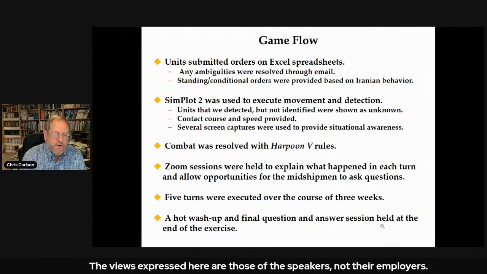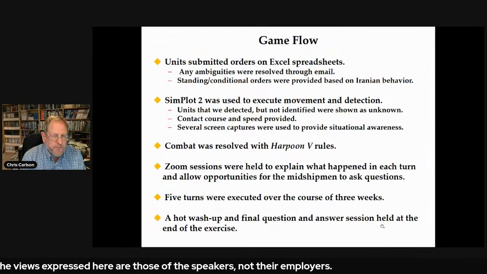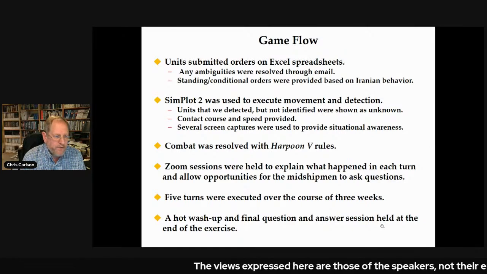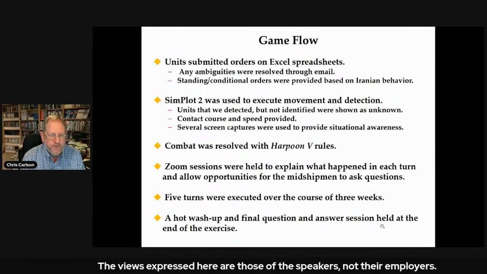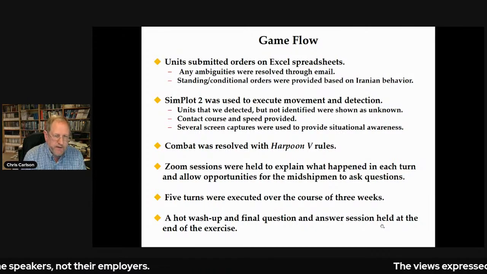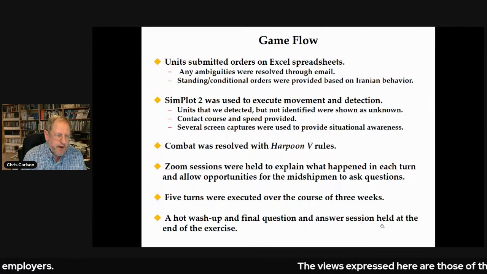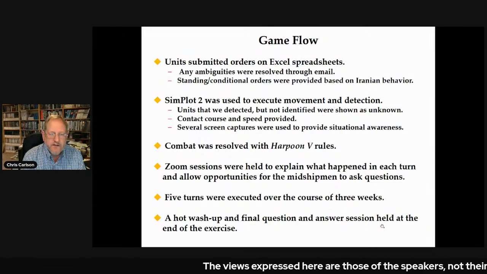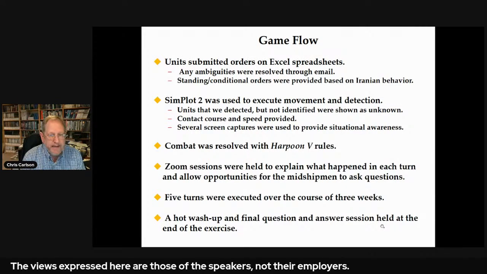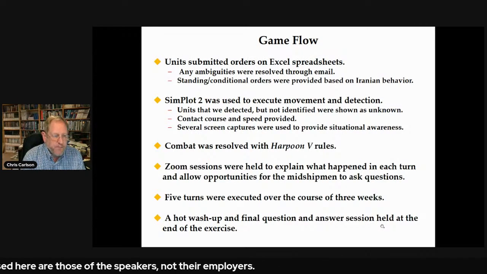For game flow, the units submitted orders via Excel. Again, it's simple. Everybody's got it. If I had any problems with the orders, it went straight back to the individual unit by email. They were also encouraged to come up with standing orders just in case you had to cover something that the Iranians might do, because I basically ran the Iranians as a random number generator, depending upon what the Americans had done to them first.